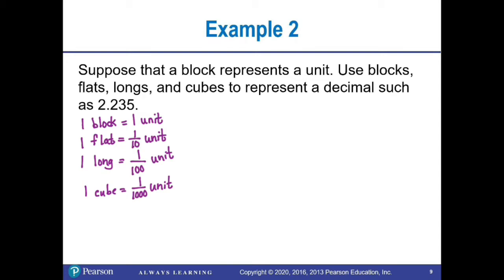Our units digit is 2, so we'd have 2 blocks. The tenths place has a 2, so we also have 2 flats. The hundredths place has a 3, so we have 3 longs. And the thousandths place has a 5, so we would have 5 cubes.